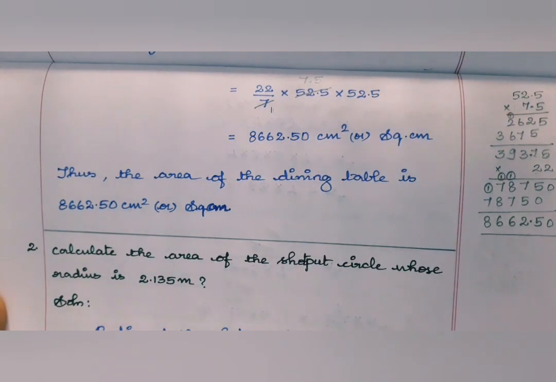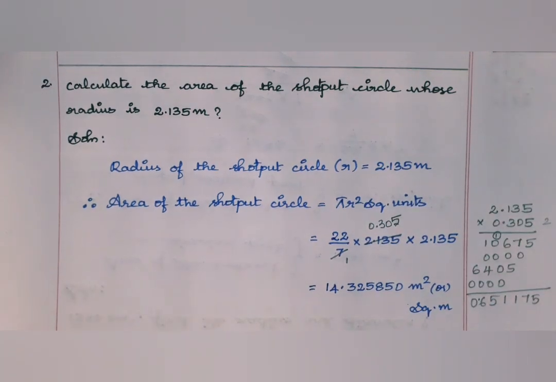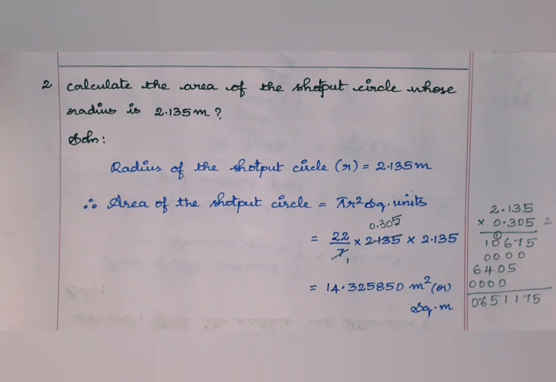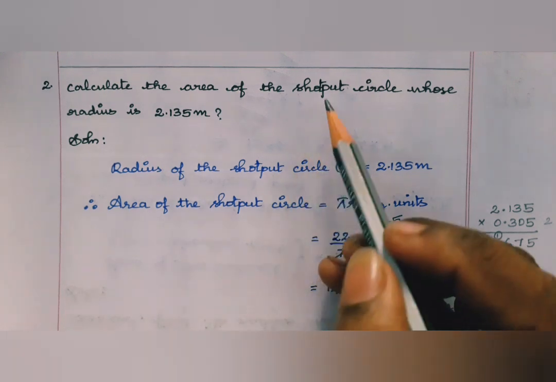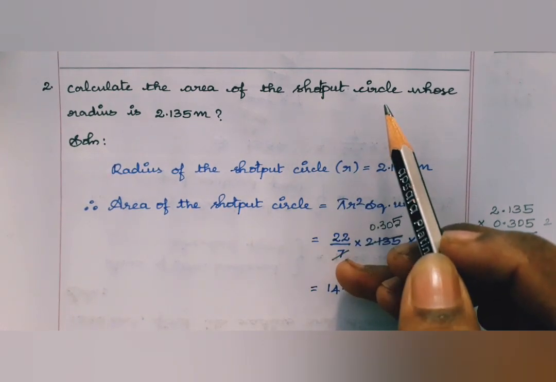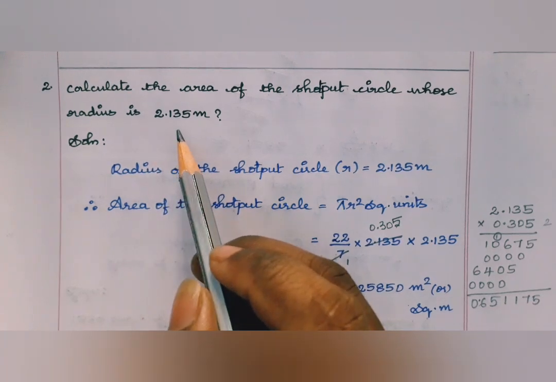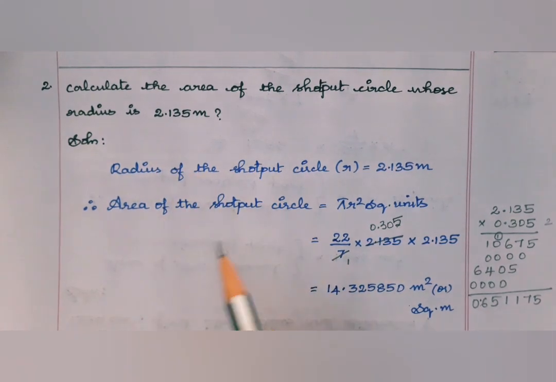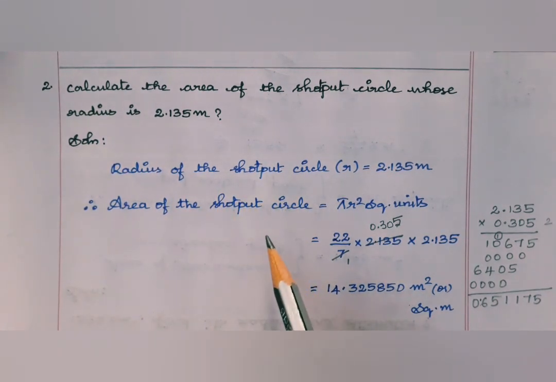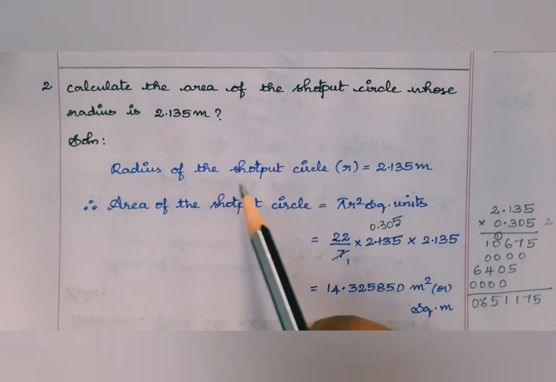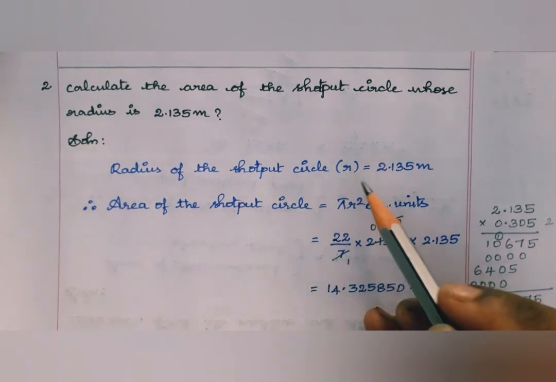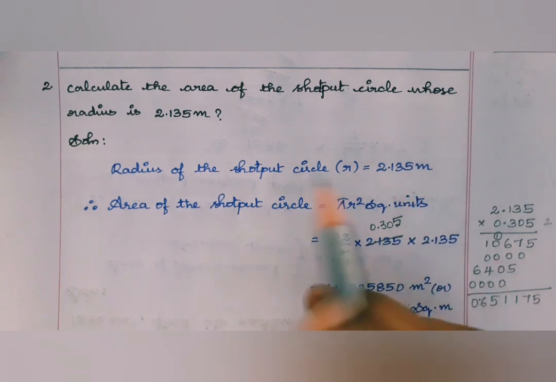Clear? Yes. Next, second question. Calculate the area of the circle whose radius is 2.135 meters. Again, they have given a circle, a shape of a circle, and the radius has been given as 2.135 meters. With the help of the radius, we are going to find the area. So the radius R is equal to 2.135 meters.